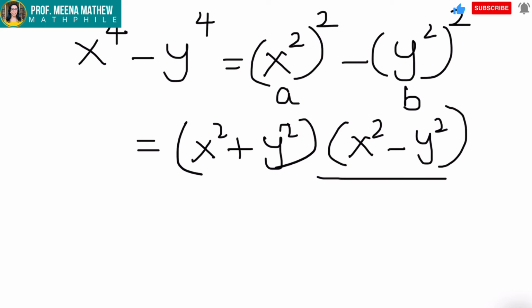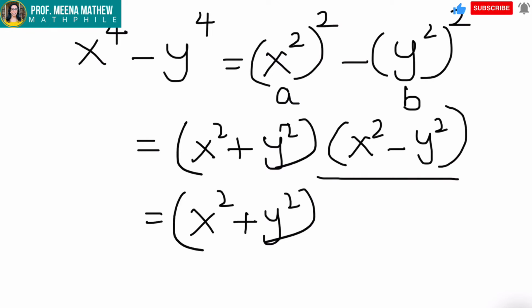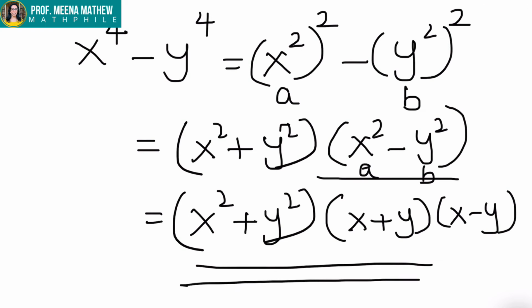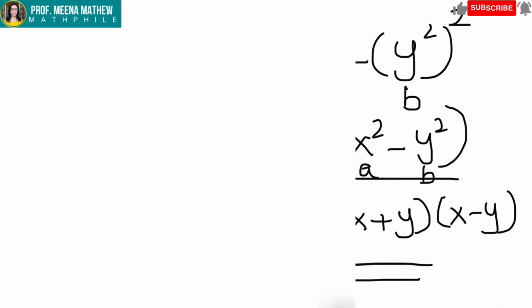Again we have a difference in squares. So we are going to factor it again. X square plus y square, and again the difference, here it is a, here it is b, that is x plus y times x minus y. We factored completely. We can't factorize x square plus y square again. So this is the complete factored form of x to the power 4 minus y to the power 4. Next example.